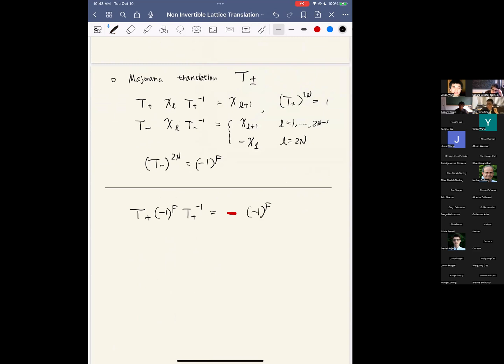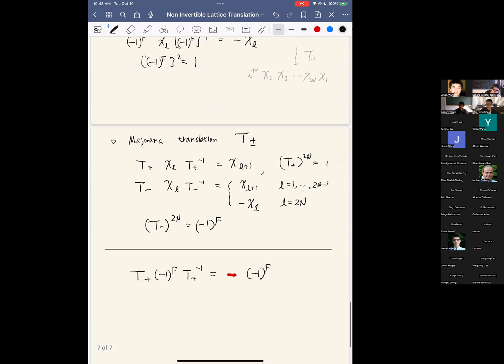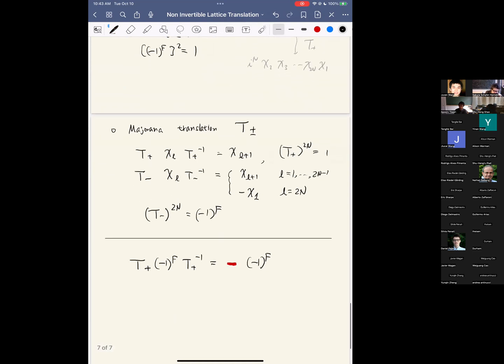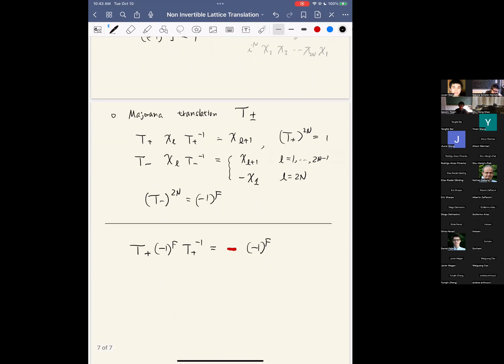All right, I hope everyone is with me in this very, very simple calculation. It's very simple, but this minus sign means something very deep. In the continuum, it corresponds to an anomaly of the Majorana CFT, which we discussed extensively in the July paper. But for now, let me not make that connection. It's just a minus sign. It's not hard to convince yourself that if you consider T minus instead, then there is no minus sign because you get the extra sign from T minus.